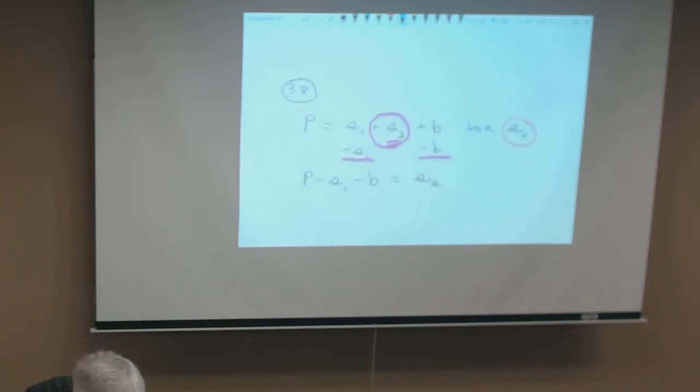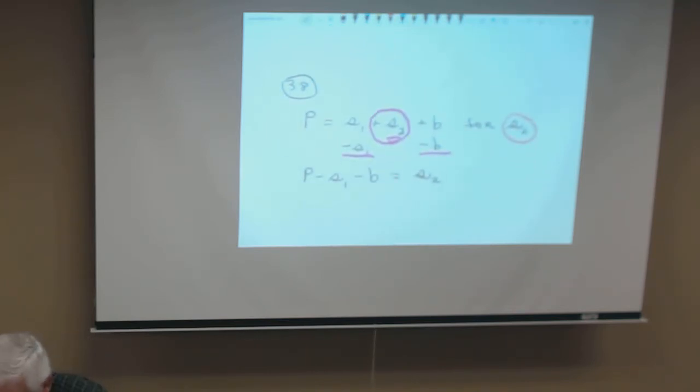38. P is by itself, and it equals all of this. And they want me to solve for this. So that means I want this to be by itself. So I need to get rid of the b minus b. And I need to get rid of the s minus s. So what do I end up with? P minus s sub 1 minus b equals s sub 2.